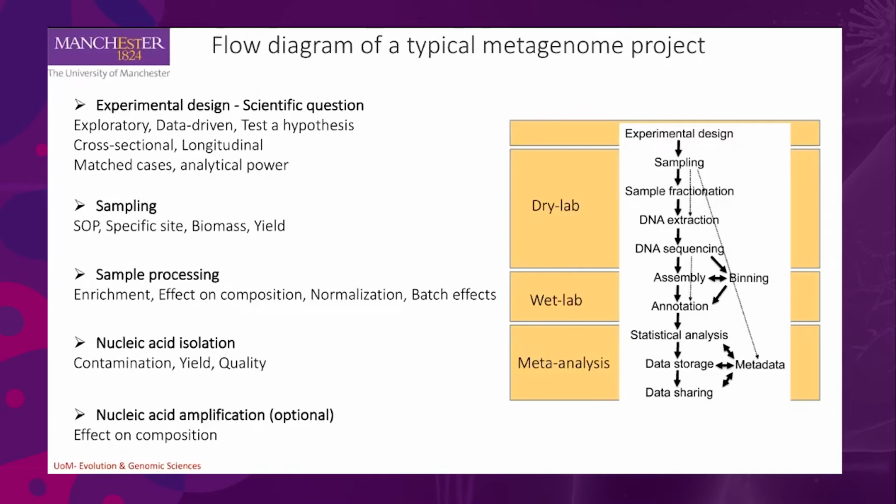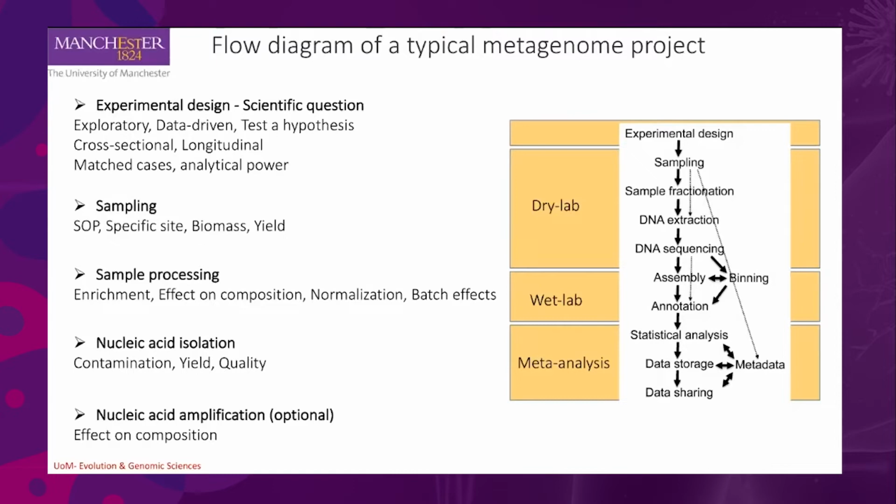For sample processing, there are ways where we can enrich for the microbial component of the biome. And this is mostly used in tissues where the contamination with human sequences is quite high, for example, like the one we get in the respiratory tract. And of course, we need to evaluate the different enrichment methods and their effect on the composition of the microbiome, and normalize all the different samples to the same level and make sure that we don't have any batch effects.